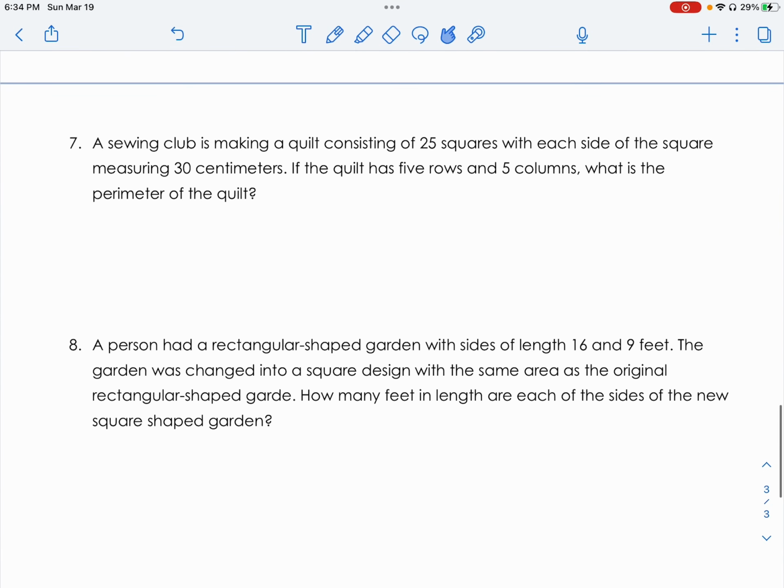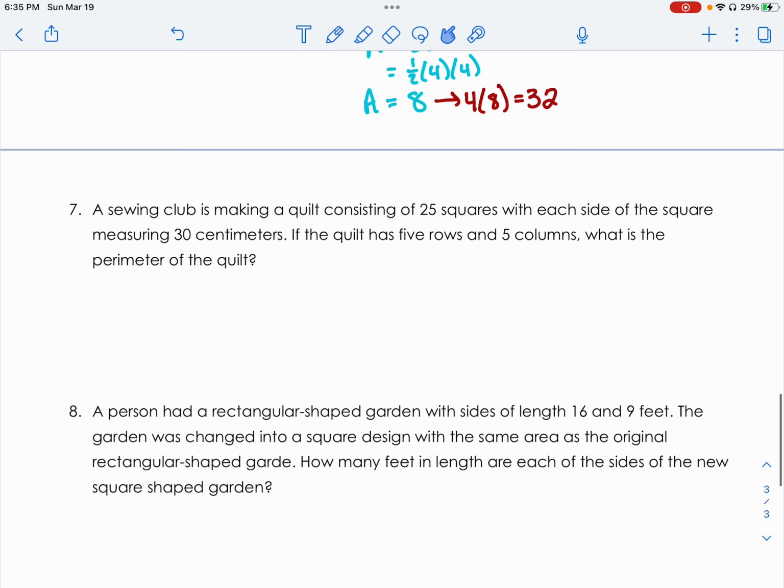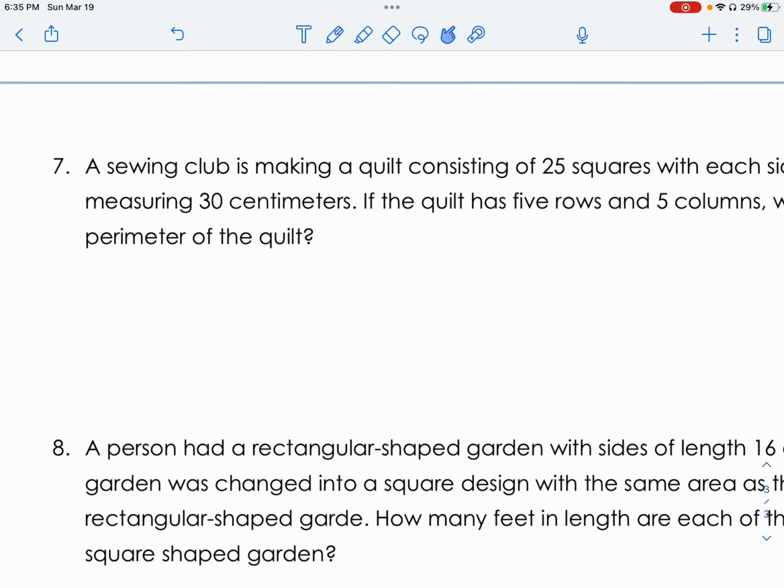Okay, 2 questions left. This one is about a sewing club, and they're making a quilt. Now, this beautiful quilt consists of 25 squares, with each side of the square measuring 30 centimeters. So if it has 5 rows and 5 columns, what is the perimeter of this quilt?